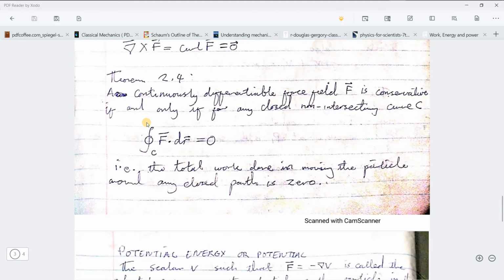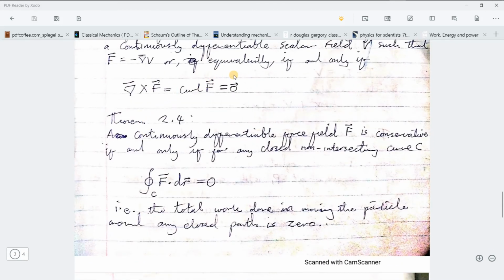Alright. This is just another way of proving if a force field is conservative. You take this operation and you get 0, then you've proved your force field to be conservative.